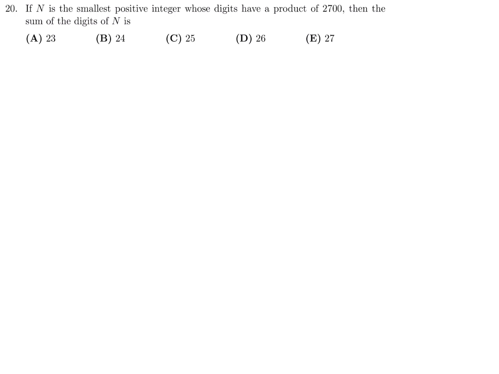If n is the smallest positive integer whose digits have a product of 2,700, then the sum of the digits of n is. The first step in this question is to divide 2,700 into its prime factors. And when you do, you get 2 times 2 times 3 times 3 times 3 times 5 times 5. Sorry, it was 4 times 27 times 25, not 9. Okay, so that's the prime factors.